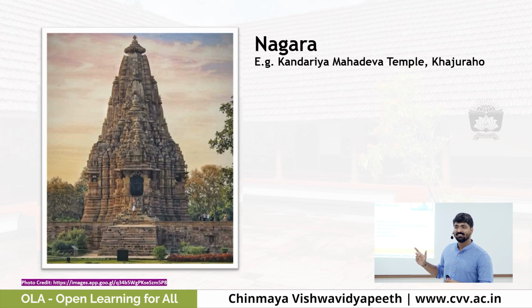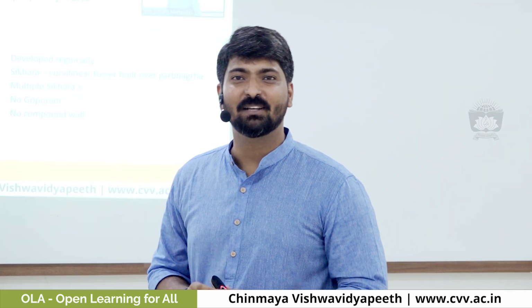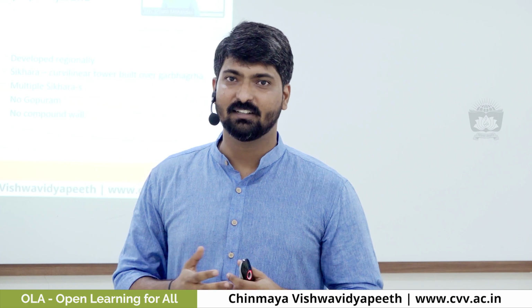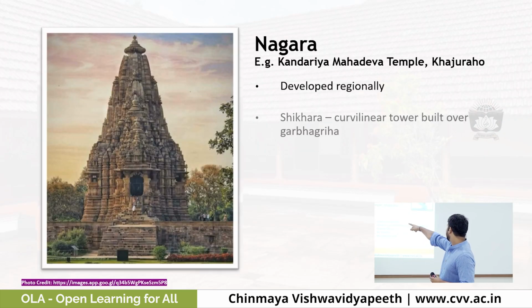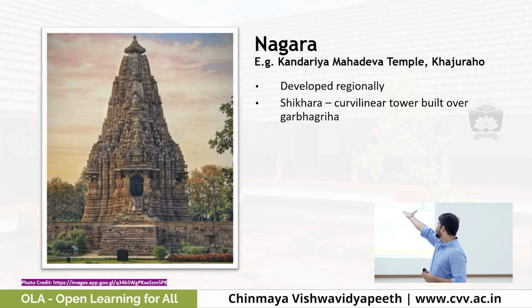It's really beautiful, right? When we said Dravida temples are dynastically developed, here it is more from a regional point of view. These styles got developed from regions. This is Shikara. So what you see is the curvilinear tower here. It is built directly above the Garbhagriha, which is the Shri Kovil. We say Shri Kovil in our place. And then you can have such multiple Shikaras.